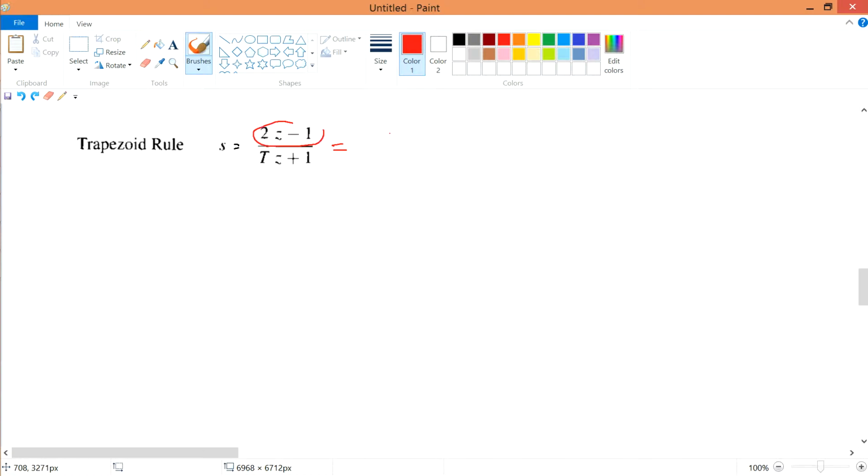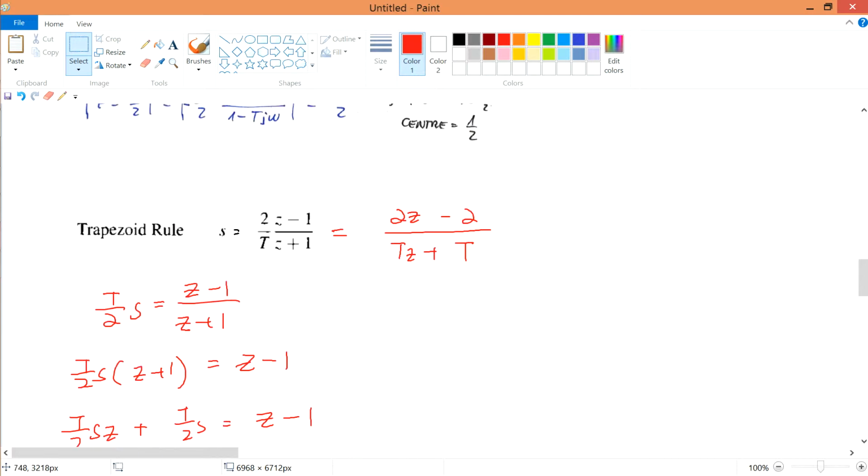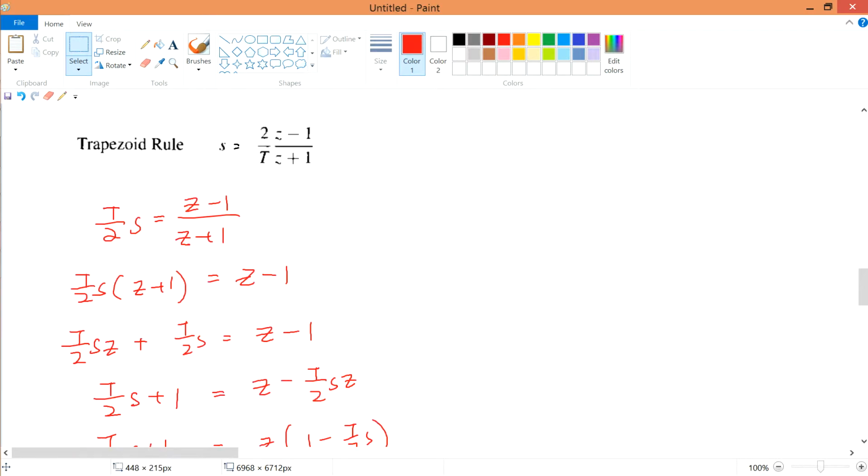Multiply the 2 inside them, so I have 2 times z minus 2. And I have T times z, I'll have Tz plus z. Now, no, what am I doing? T times z is Tz, but T times 1 is actually T. After a while I realized that I'm wrong. But anyway, let's continue.